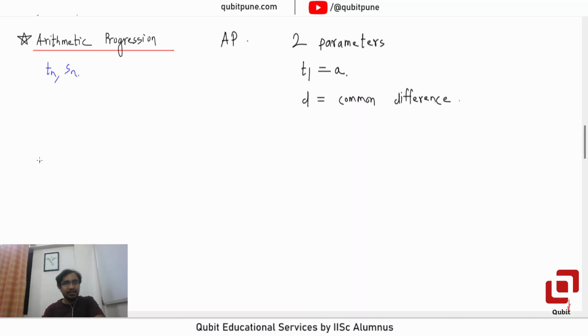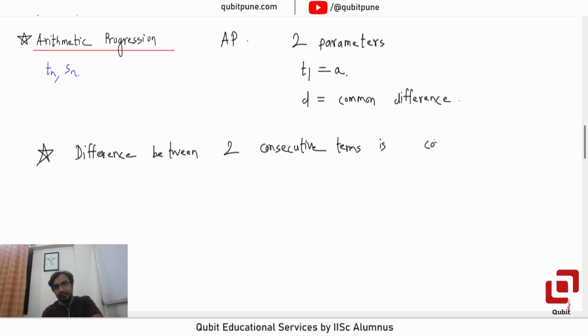And what is the characteristic of an AP? Difference between two consecutive terms is constant. So if I go to T2, I know that T2 minus T1 is D. That difference is called common difference, as the name suggests.